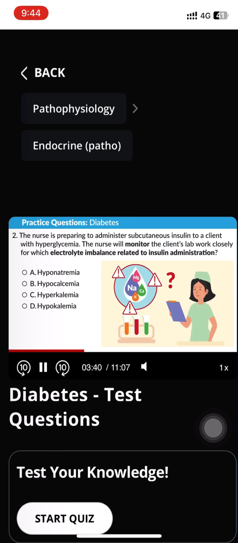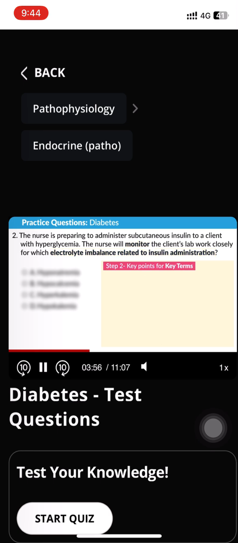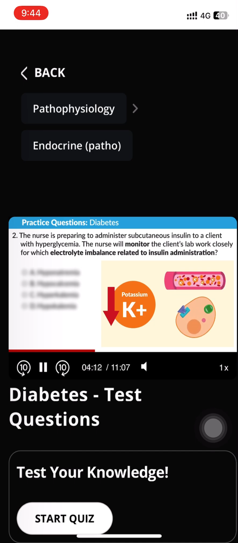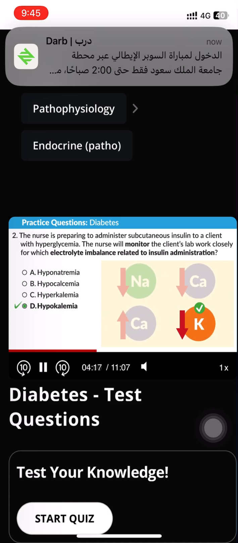All right, let's break this question down, following the question breakdown strategy. So number one, first look at the key terms in the question. The nurse will monitor for which electrolyte imbalance related to administration of insulin. So second, always think of a few things you know about those key terms. So remember, insulin puts glucose and potassium into the cell. So potassium is the big electrolyte to monitor for, specifically hypokalemia, that low potassium, as potassium is going from the blood and into the cell. So option D would be the most correct.